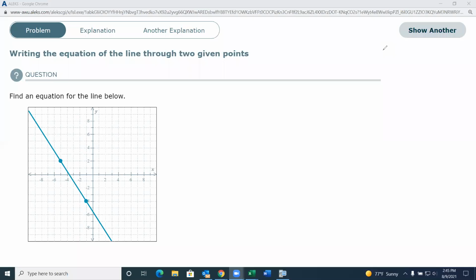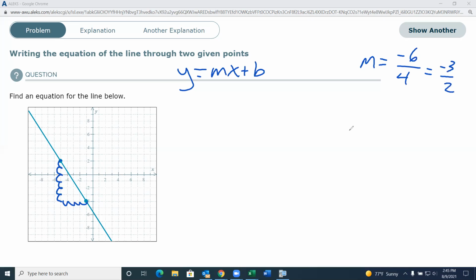Okay, so we're given an equation or a graph. We've got to find the equation of the line. So we're looking for the equation of a line. That means y equals mx plus b. We can get the slope right away. Working from left to right, we would go down 1, 2, 3, 4, 5, 6. So down 6 and then over 1, 2, 3, 4. So our slope is -3/2. Cool. So all we need left is the y-intercept.